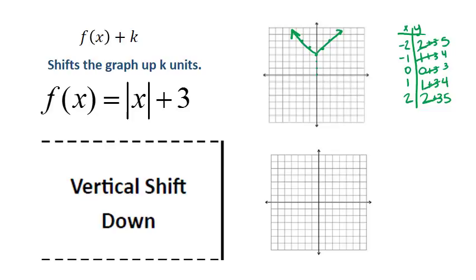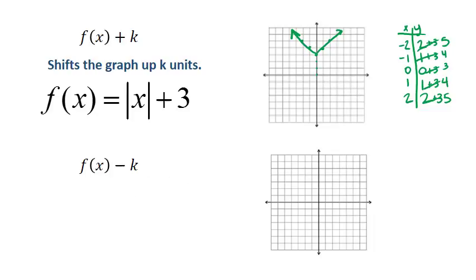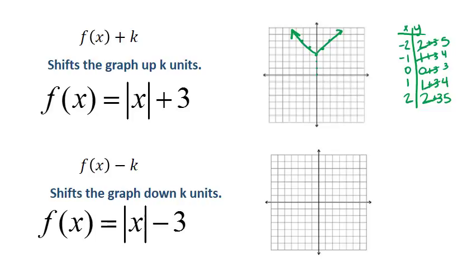You can probably already make an assumption for vertical shift down. Let's open that tab. If we subtract a constant from the function, in this case the absolute value, we shift the graph down k units. Let's look at an example of subtracting 3.